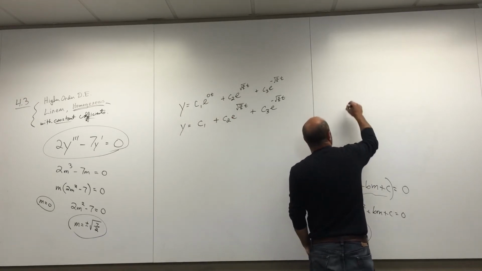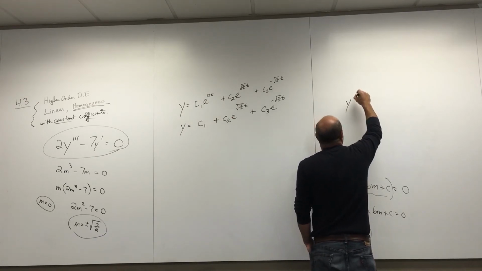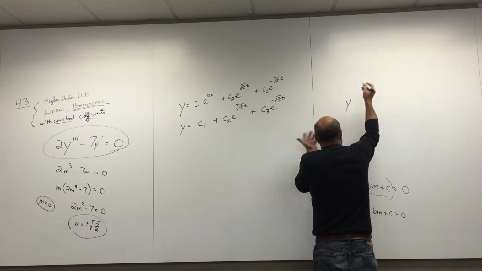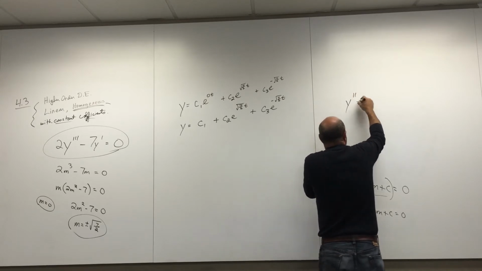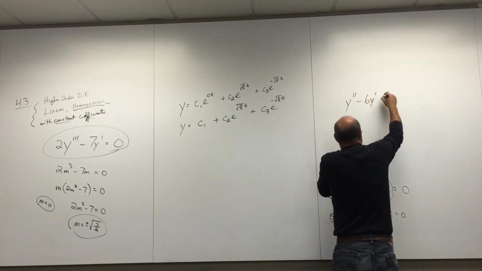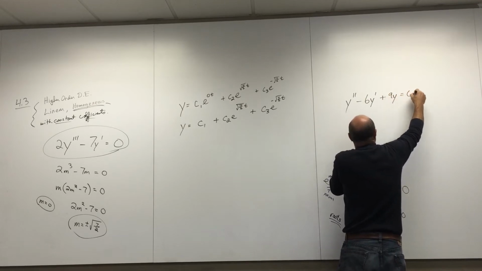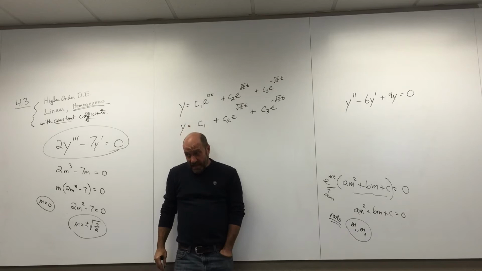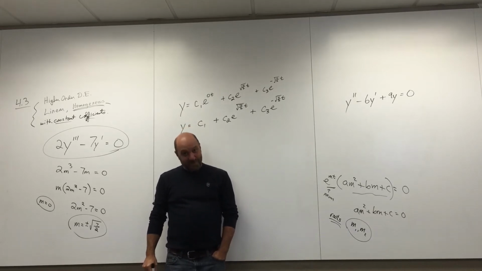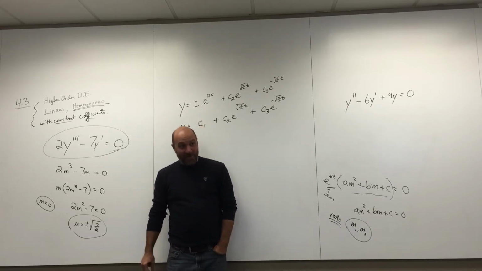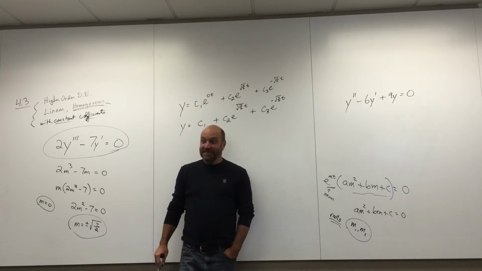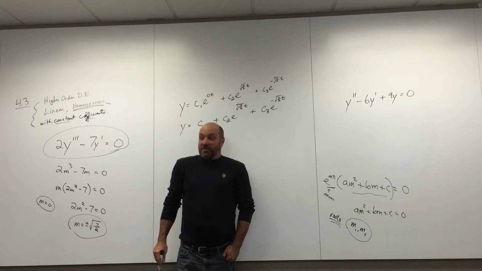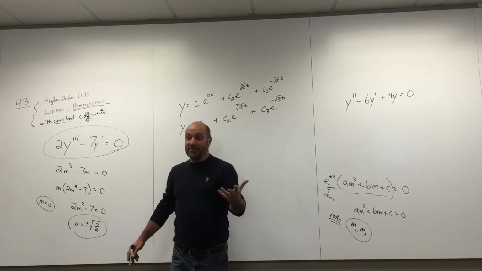Here, let's do another one. Here we go, another one. This is classic. Y double prime minus 6y prime plus 9y equals 0. It's a DE, constant coefficients, linear, second order, homogeneous. You simply find the auxiliary equation and find the roots. It's real easy.